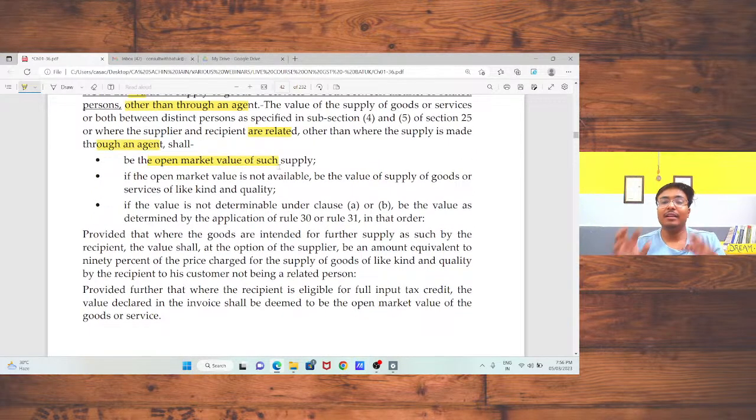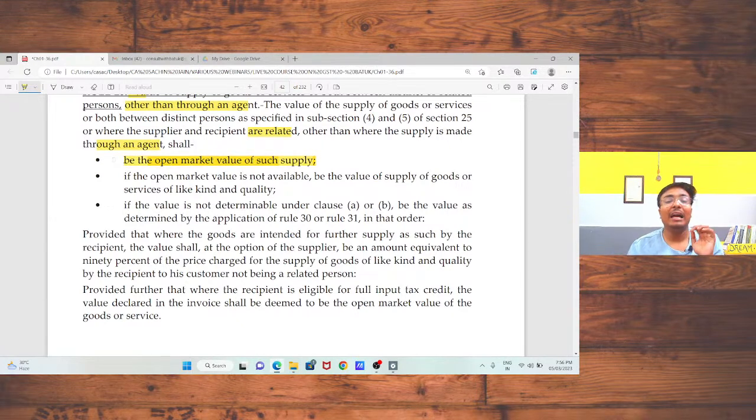Because there is a doubt that something may be going wrong, that the supplier may charge a lower price, because this is the situation of a distinct person or related person. There is a chance of that. Okay, so for that purpose this rule is here. In case of a related person or distinct person, you need to value your supply on the basis of open market value.